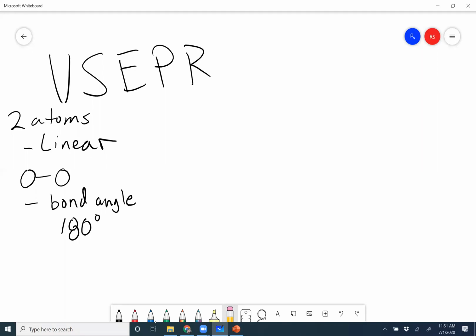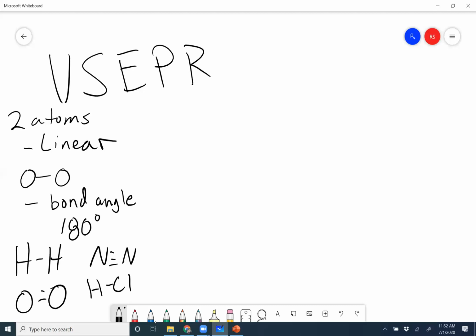So all 2 atom shapes are linear. The hydrogen in the air, the hydrogen that we form to run on fuel cells, is a linear molecule. The oxygen that we breathe is a linear molecule. The nitrogen that's in the air doing nothing is a linear molecule. Hydrochloric acid is a linear molecule. Any 2 atom shape is linear.